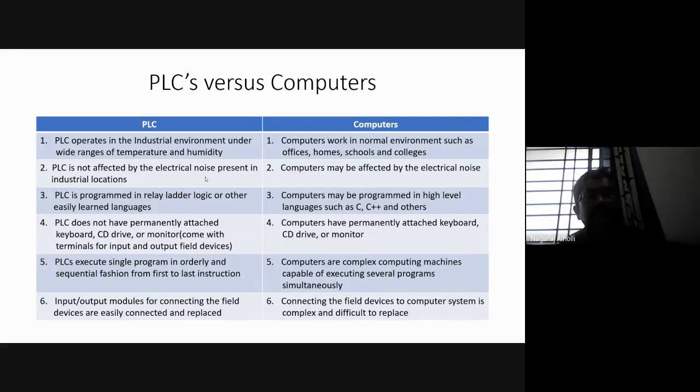Fine, students. In the examination, they may ask, write the differences between PLCs and computers, or write the comparison between PLCs and computers. So you have to make a table, make two columns, one for PLC and another for computers, and then write down these points comparing PLCs with the computers. Hope everyone is following here.